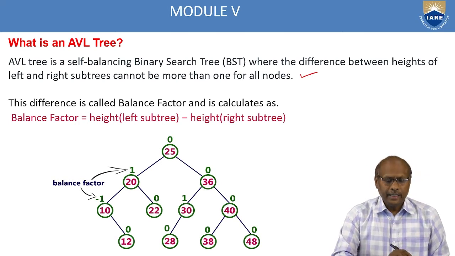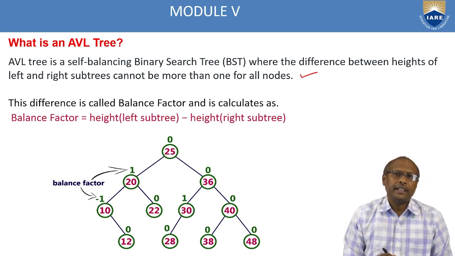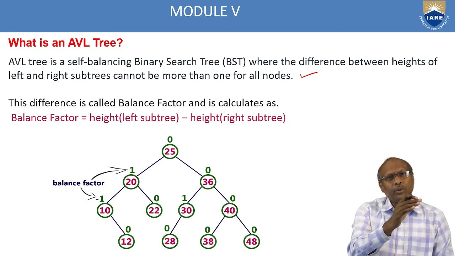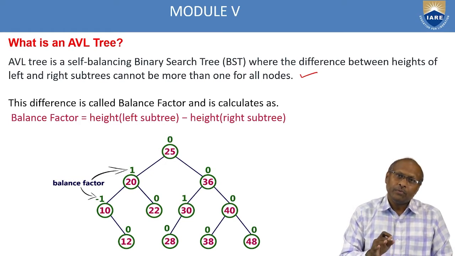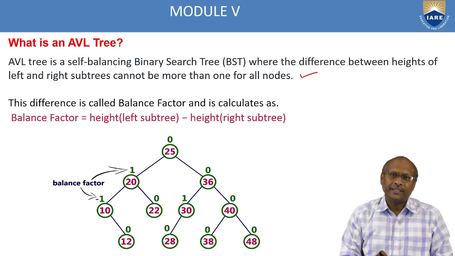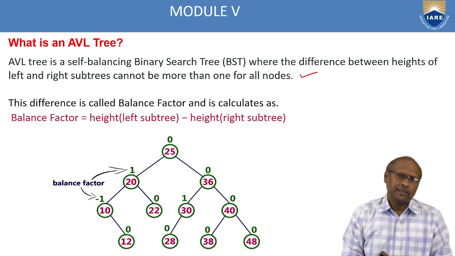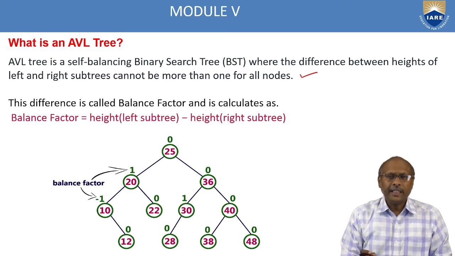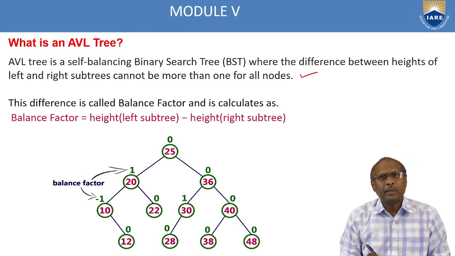AVL tree is one type of binary search tree, but there is a difference between binary search tree and AVL tree. In the case of binary search tree, the data may go only to one side, or it may be balanced. Whereas in the case of AVL tree, data will not go to one side. It will be completely balanced. So the height difference of left subtree and right subtree may differ by at most 1. Every AVL tree is a binary search tree plus a height balanced binary tree.